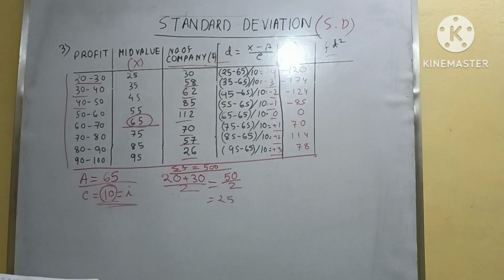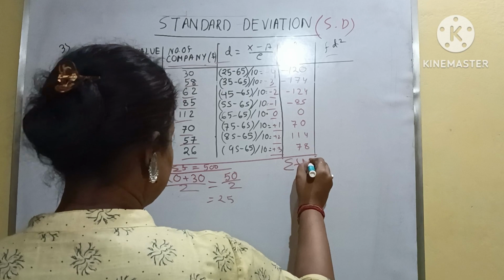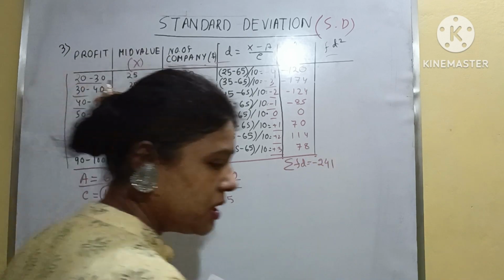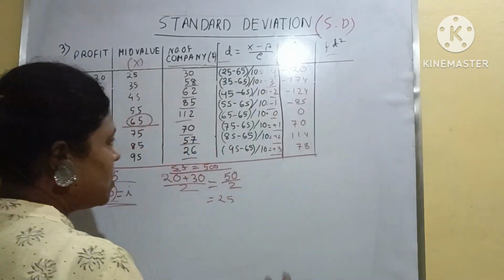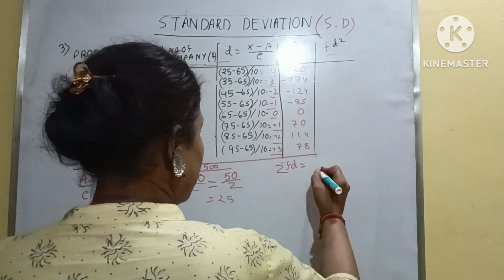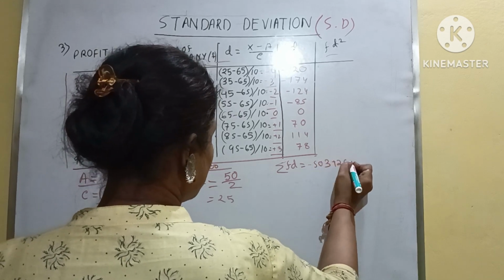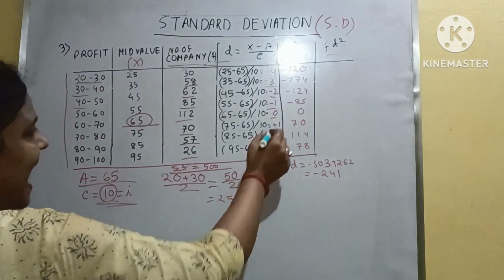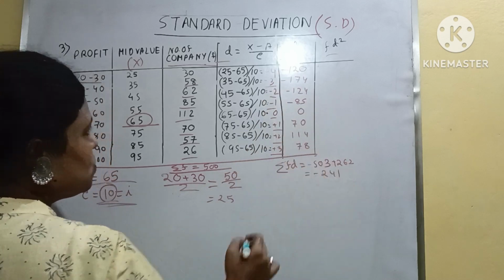Next, the summation of fd equals minus 241. The process is: summation of fd equals minus 503 plus 262, so the answer is minus 241. Just add the plus values and add the minus values, and the answer is minus 241.